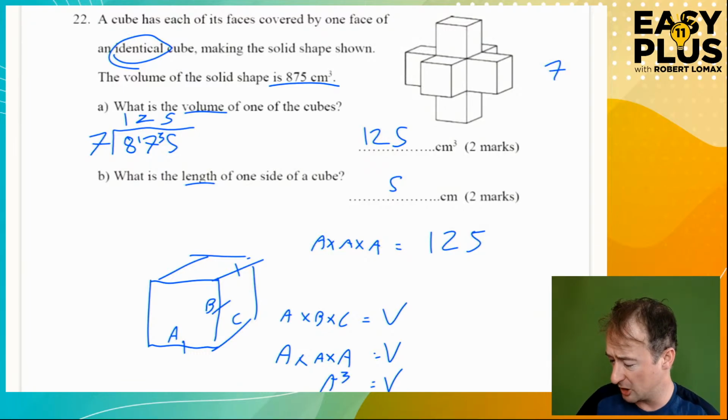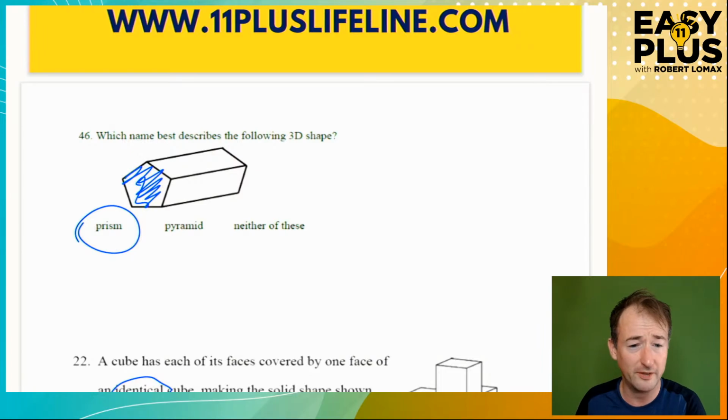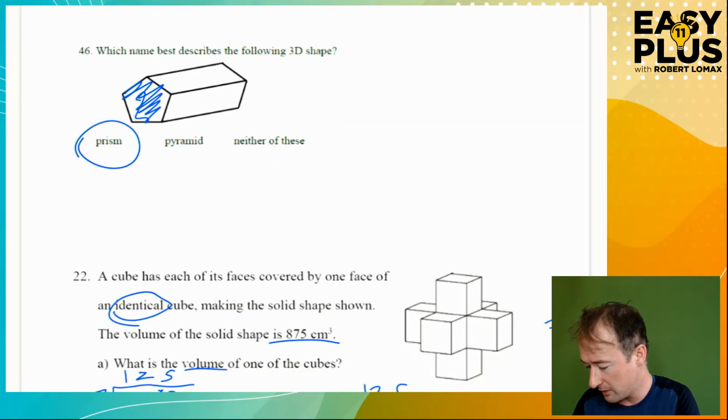Like, how do you find the volume of a prism? It's actually really simple. So let's go back to our prism. You find the area of the end shape, whatever that shape is, and then you times it by the depth. Okay, so that's really simple. But I don't think they'd expect you to know that.